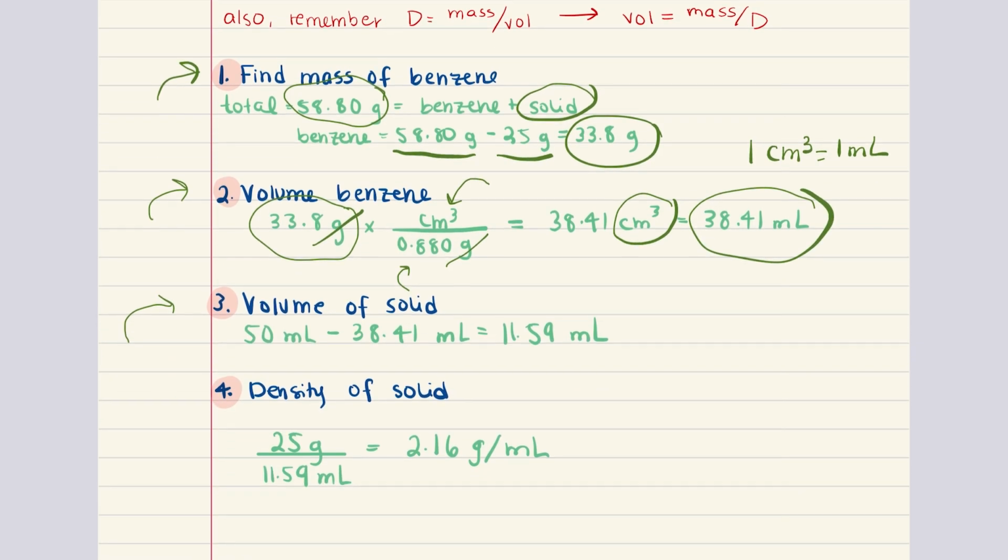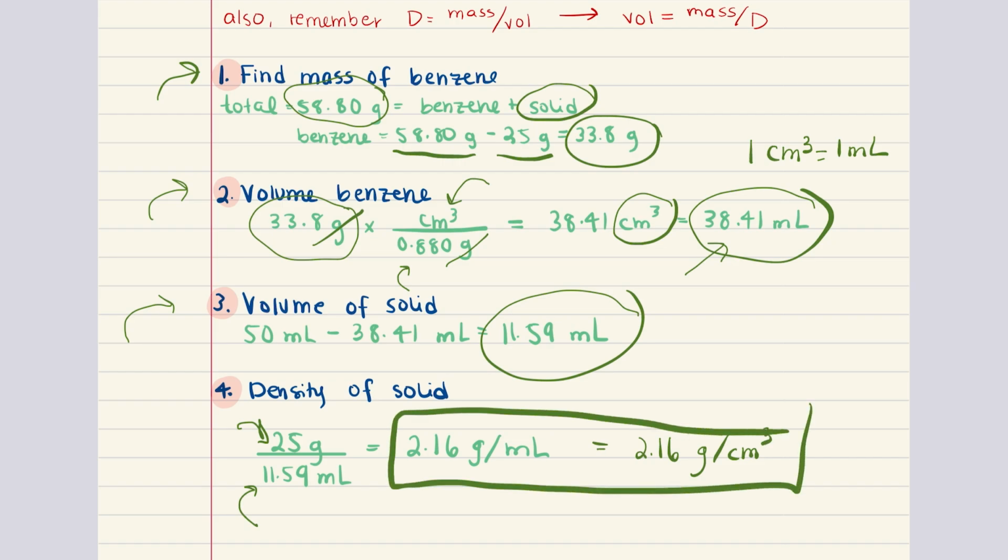The next step is to figure out finally the volume of the solid. We know the total volume is 50 milliliters. We figured out the volume of benzene. Now we can just subtract 50 minus 38.41 milliliters, which gives us 11.59 milliliters. And then to finally solve the problem and get the density of the solid, we'll put the mass of the solid over the volume of the solid. 25 grams divided by 11.59 milliliters gives us a density of 2.16 grams per milliliter. We can also write this as 2.16 grams per cubic centimeter. And there we have it. We figured out the density of the solid.